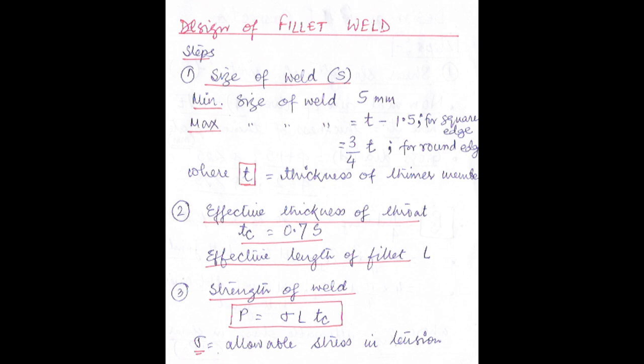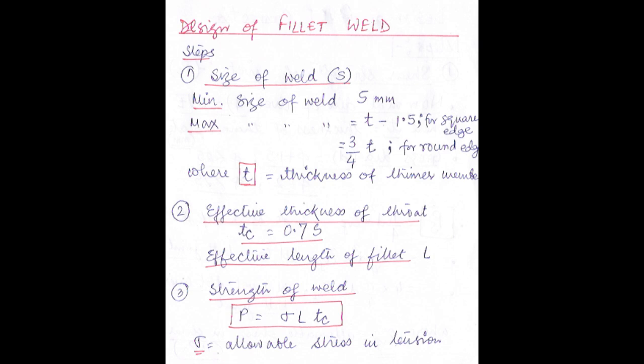The maximum size of the weld is T minus 1.5 for square edge and 3/4 of T for round edge. In this case, T is the thickness of the thinner member. Step number 2. The effective thickness of a throat, TC, is equal to 0.7 into S. What is S? S is the size of the weld.